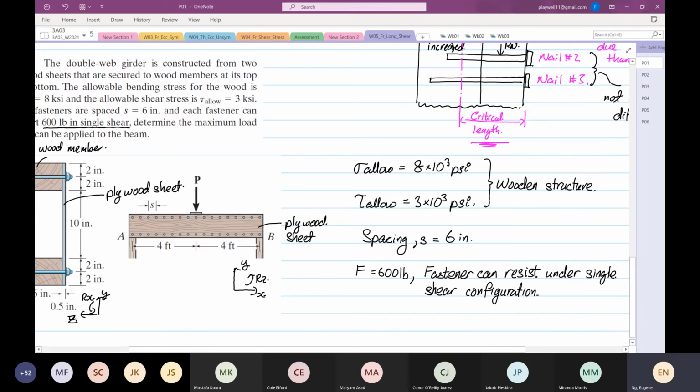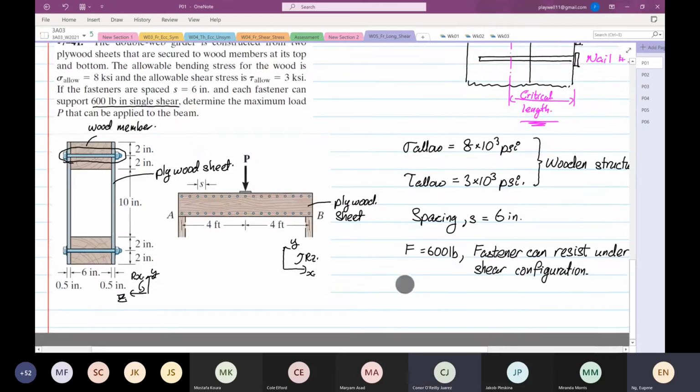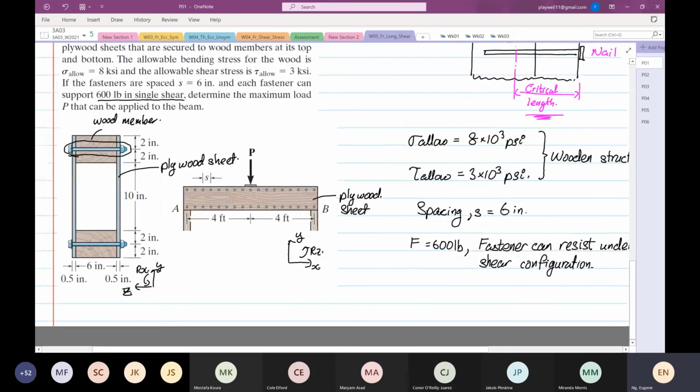Now if we look into our fastener, we realize the fastener is under... Can anyone tell me, if you look at one fastener down here, is it single shear or double shear configuration? Anyone, please? Would that be single shear? Good guess. No, it's double shear because you have left and you have right.